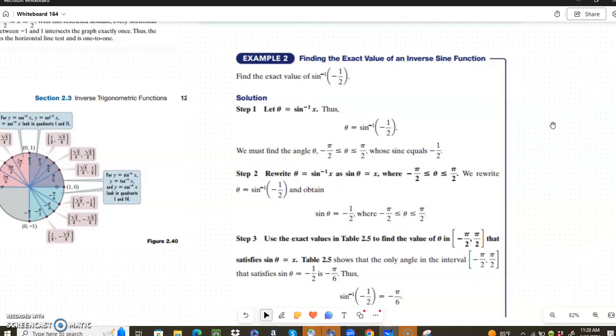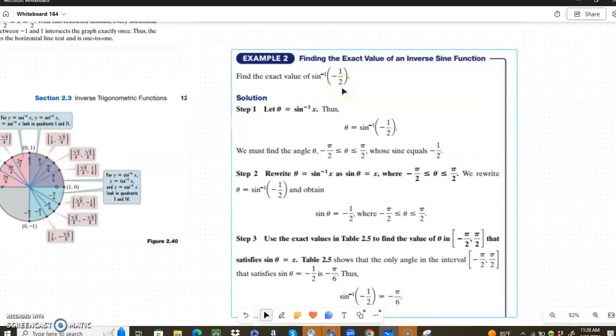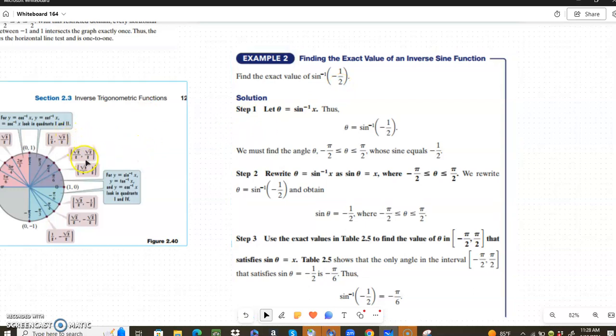It says find the exact value of sine inverse of negative 1/2, which means I want to know where the sine is going to equal negative 1/2. Well, I know that sine inverse is only going to occur in these two quadrants right here. So I'm looking for negative 1/2, and I know sine is y over r. So I want to see where the y value is negative 1/2. So here it is right here. That happens at negative pi over 6.